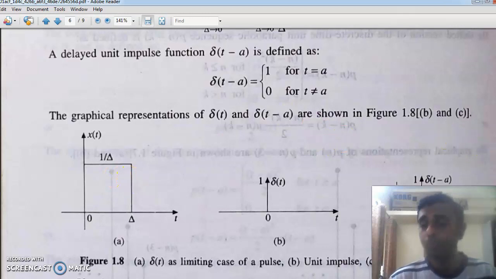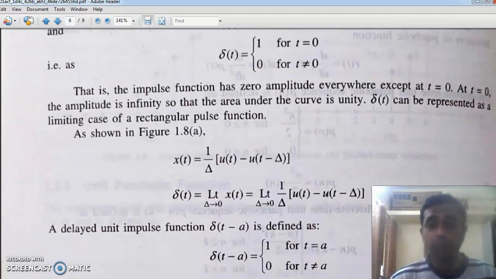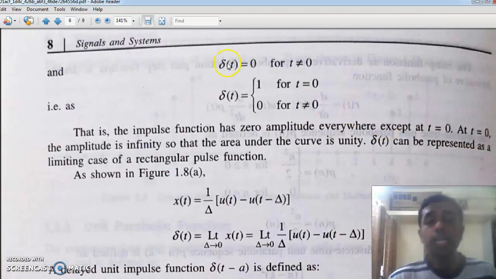Okay, now there are some very attractive properties. See, delta of t is equal to 0 for t not equal to 0. For all values of t other than 0, the value of delta of t is 0. Very important point. For t equal to 0, the value is 1, and for t not equal to 0, its value is 0.